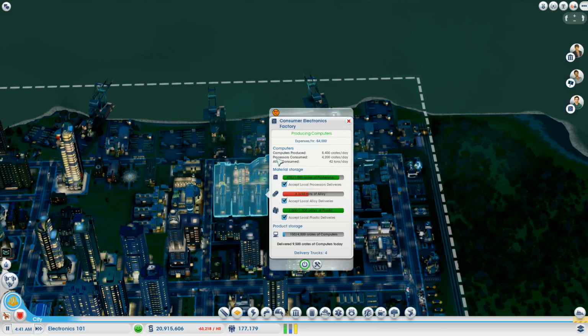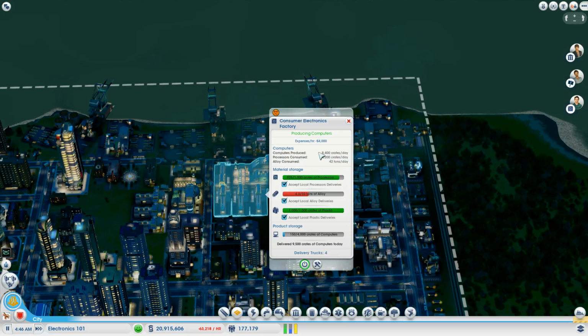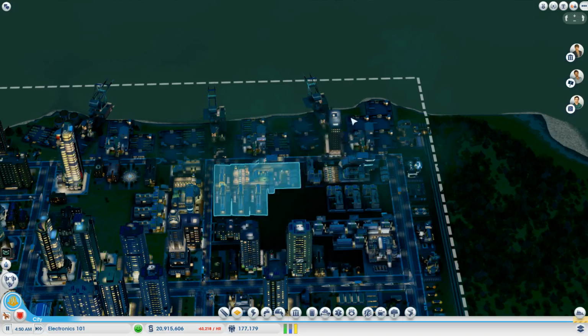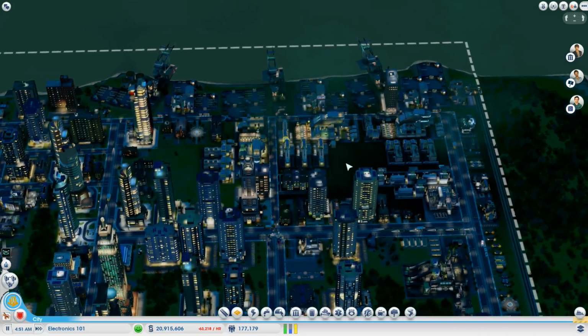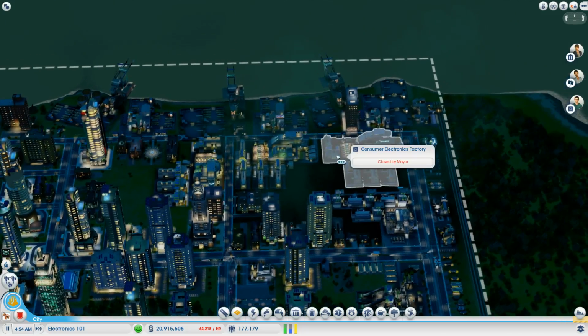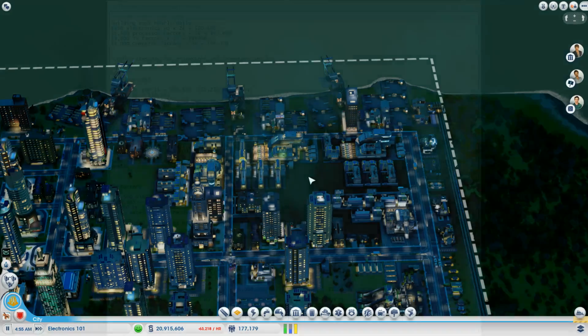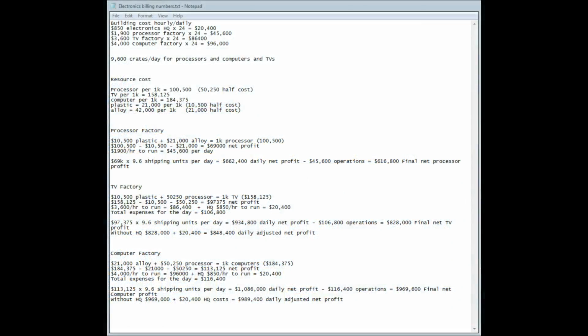You also have to figure out how many computers you can make in a single day. It's 9,600. I know it says 8,400. This is just some kind of weird bug. It fluctuates throughout the day. It's not supposed to, and you can't really calculate for random bugs. So anyway, 9,600 crates per day, computers ship as units of 1,000. So your final net profit comes out to be $969,600. I'm going to switch over here to the number sheet and walk you through how I got this.